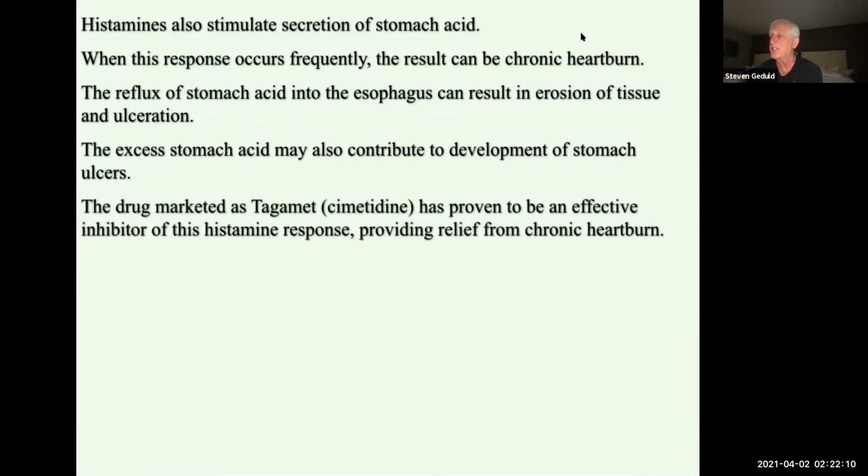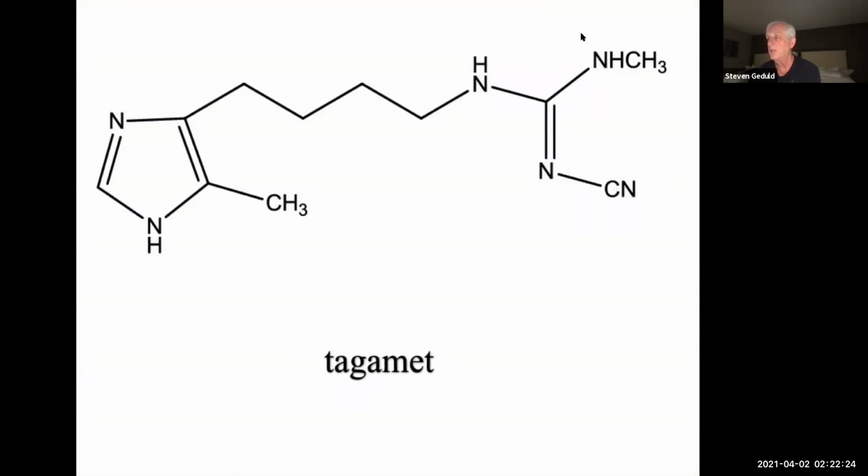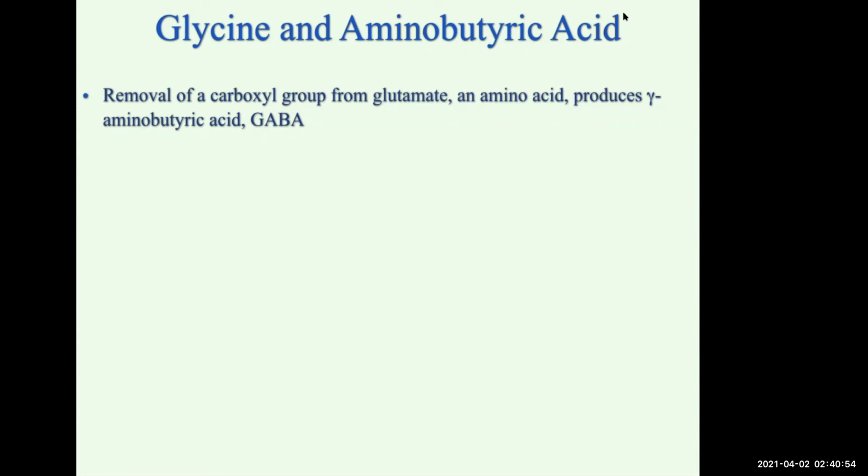The drug marketed as Tagamet has proven to be an effective inhibitor of this histamine response for increasing stomach acid content. It provides relief from chronic heartburn. And this is what Tagamet looks like. Again, you see a lot of similarities among all the different medications, with the ring structures and the different nitrogen atoms inside of them.